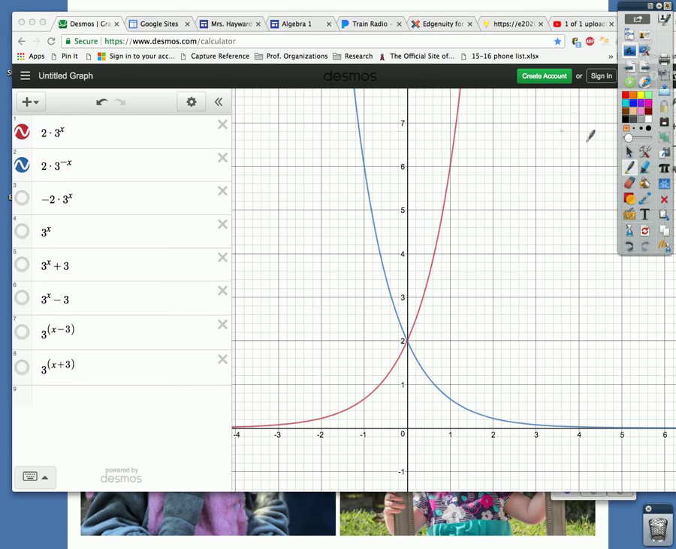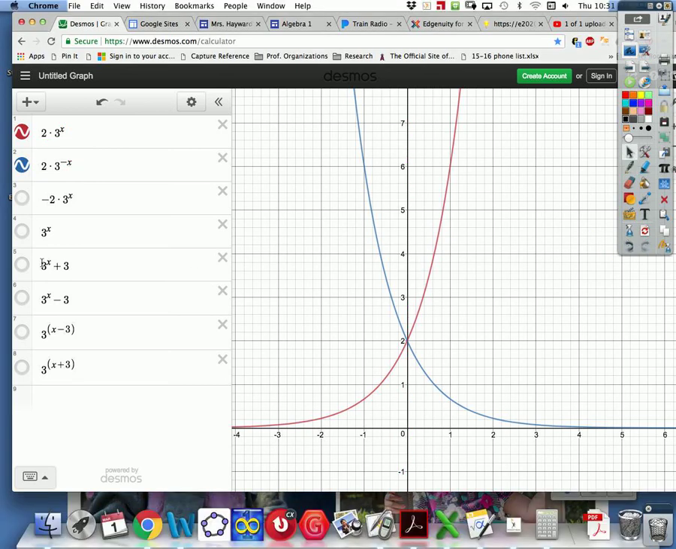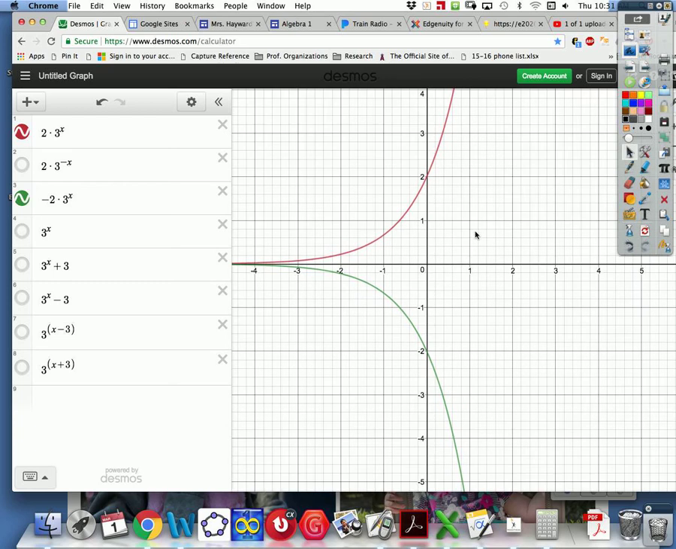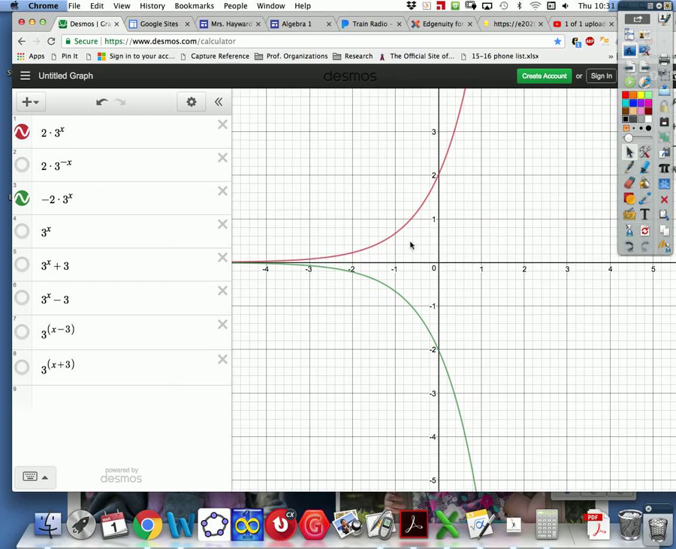So now let's get rid of that graph. And now let's look at the next example. Let's look at what happens when I leave my growth the same, but I change my initial amount. Now when I turn this on, I can see that instead of growing, it's decaying again, but now, since the initial amount is negative 2, it's starting here and going down.